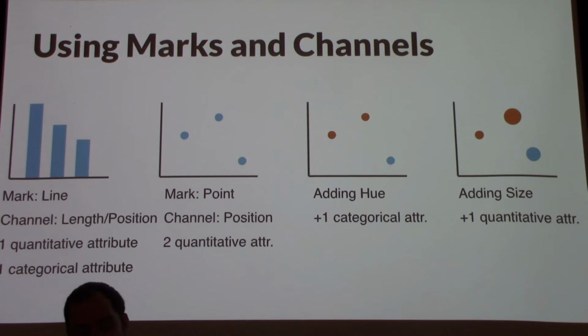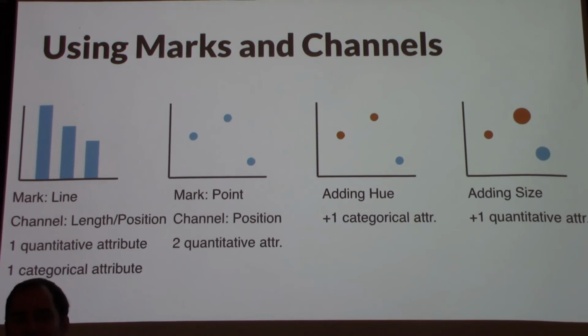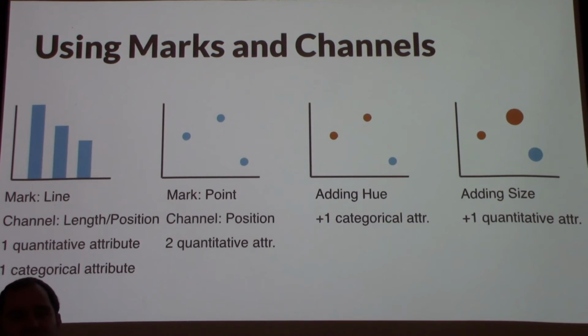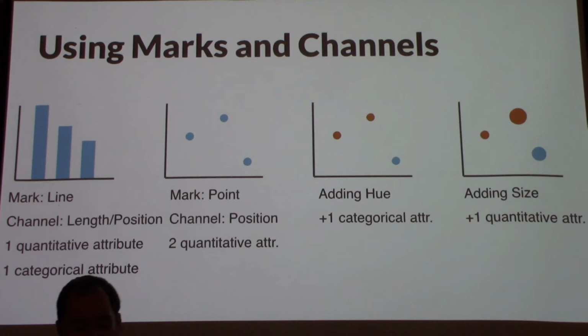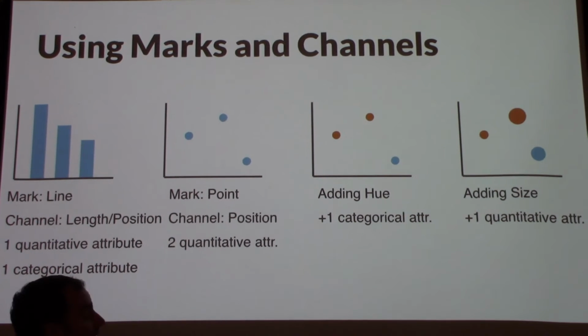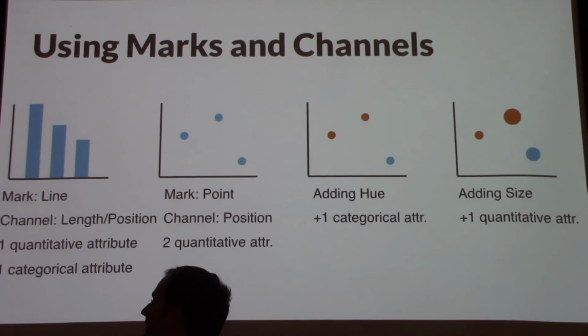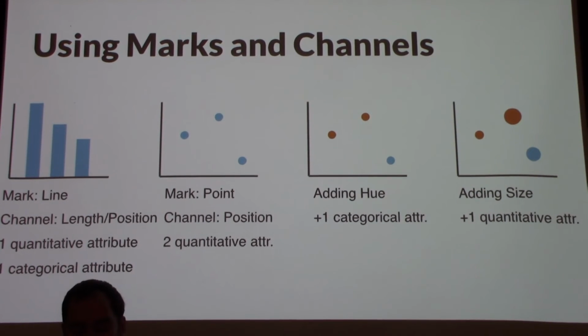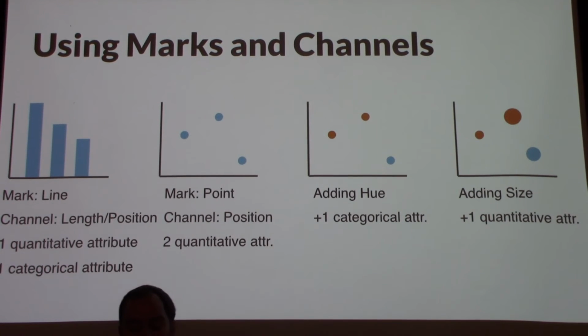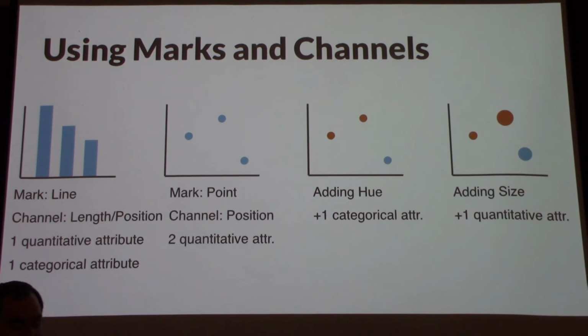So when we want to use the marking channels, based on how we change them, we can actually encode different data with them. So in this case, the mark is a line on the far left from your side, and the channel is the length or position. And then we have one quantitative attribute, which is essentially encoded by the length here, and then one categorical attribute. So this would be A, B, or C. This would be the categories. So this is what a bar chart can do, like a mixture between categorical attributes and quantitative attributes.